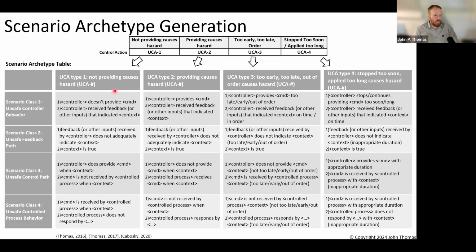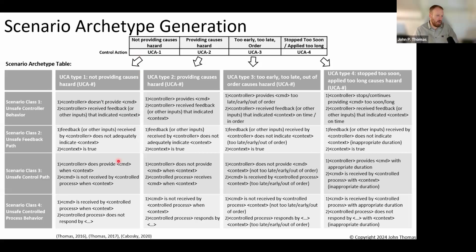And so on. If it's a not provided UCA, it's slightly different. The UCA starts with not providing the command. And the feedback looks like this. You received feedback that indicated the context. Right? The only difference is the command is the opposite. It's not providing. Over here, feedback did not adequately indicate context. Context is true. That's the same. Controller does provide command when context, because it's the opposite of the UCA, right? The UCA is the controller does not do.